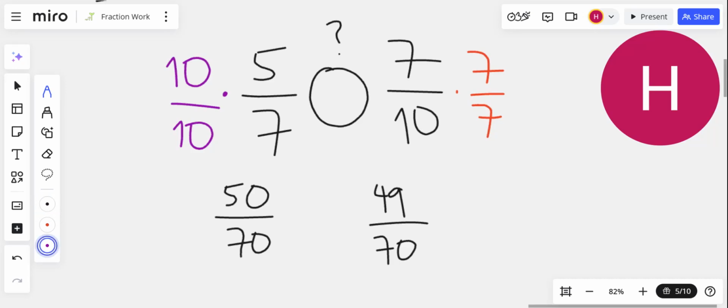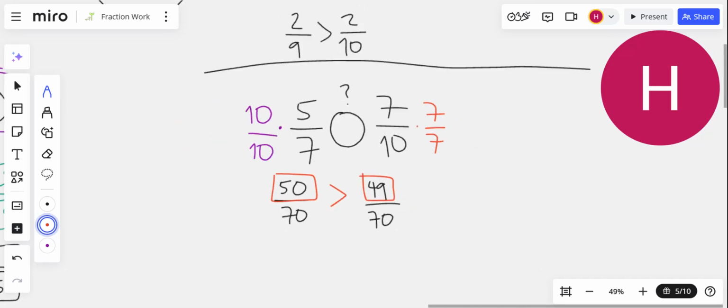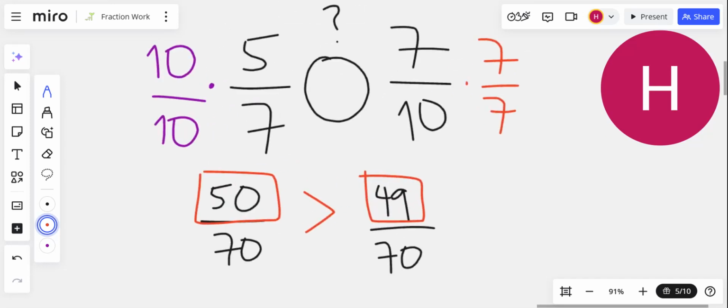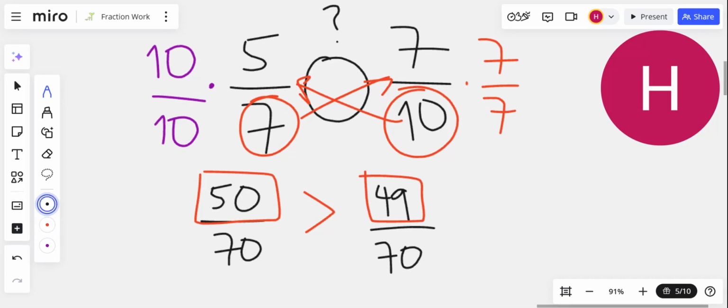And now we can just compare the tops. So 50 cookies for the 70 people is greater than 49 cookies for the 70 people. And so this trick of multiplying this denominator up and multiplying this denominator up is perfectly valid. In fact, we don't even need to look at the denominators anymore.